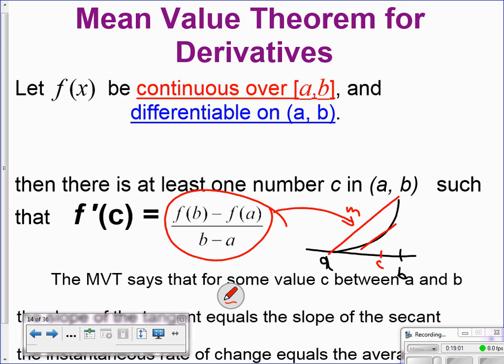So it's basically a guarantee that the average rate of change will equal the instantaneous rate of change at least once, maybe more than once. But there's no way you can have an average value that's not equal to the instantaneous value. Maybe it's everywhere.